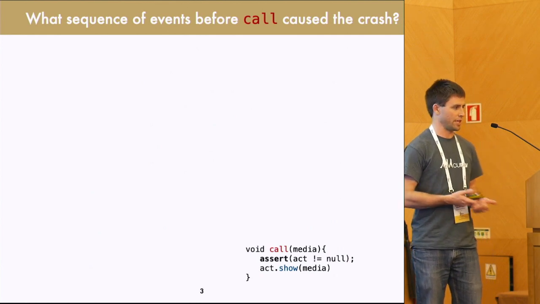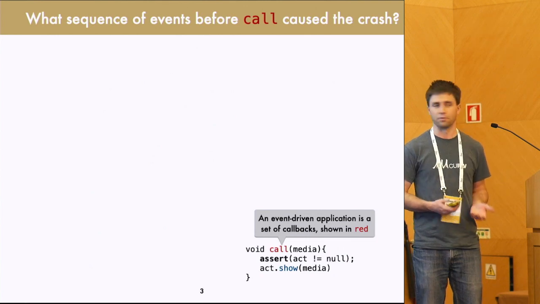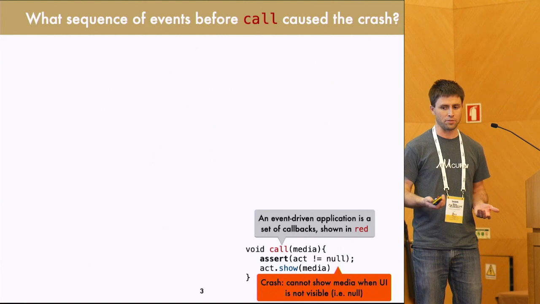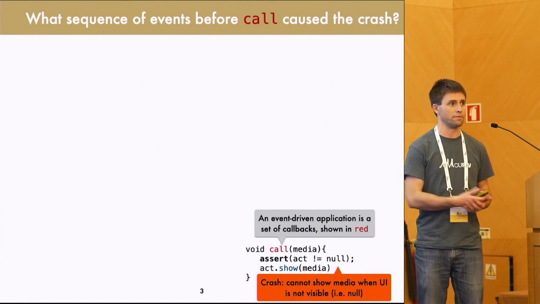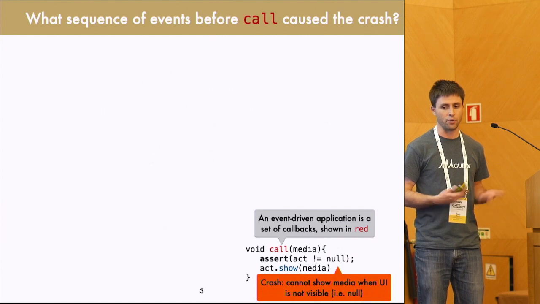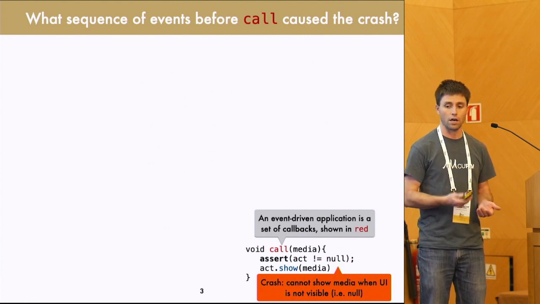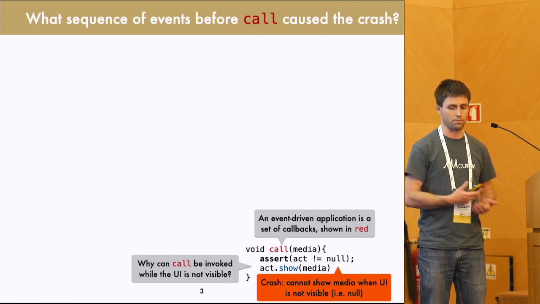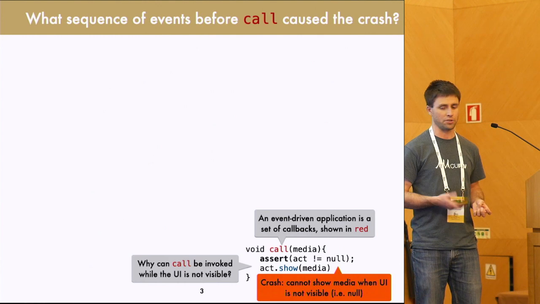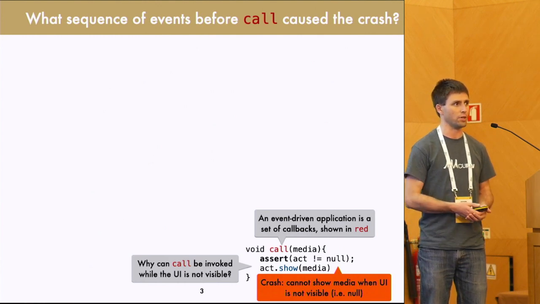An Android application is implemented with a series of callbacks that we'll show in red. The crash happens when this particular callback, onCall, is invoked in an unexpected state where the UI is no longer visible, i.e. this act variable is null. And so why this crashes and how it's fixed boils down to why can onCall be invoked while the UI is not visible.